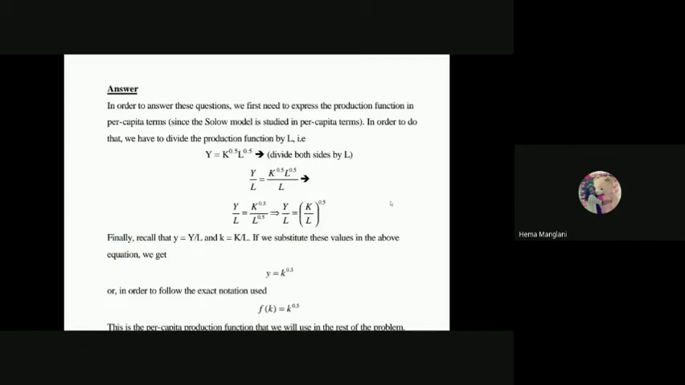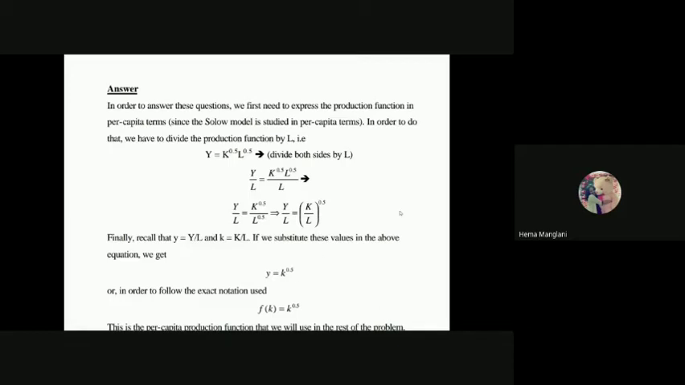So if we divide both sides by L, we get small y. Small y is Y by L. Small k is K by L. So if N is not given to you, you can estimate your per capita output like that. Your capital per worker like this, and you will get this value for small y, which is k power 0.5. Then this function f(k) is nothing but your y, which is a function of capital, so that equals k power 0.5. So this is the per capita production function that we will use in the solution of this problem.